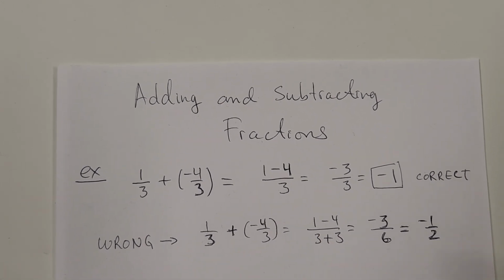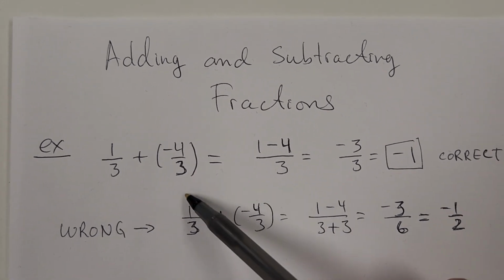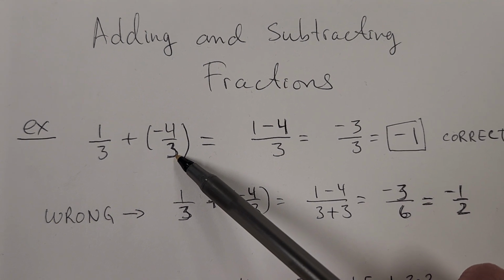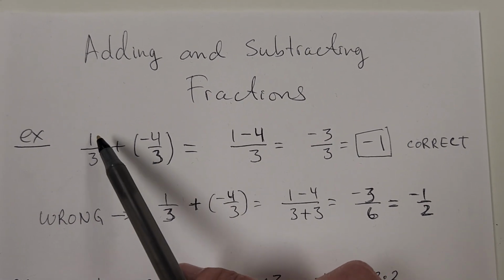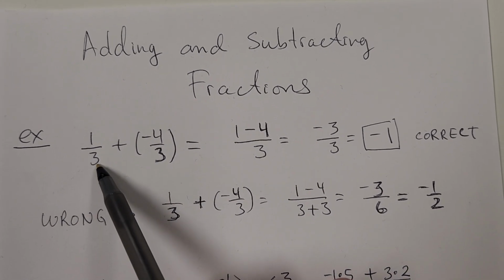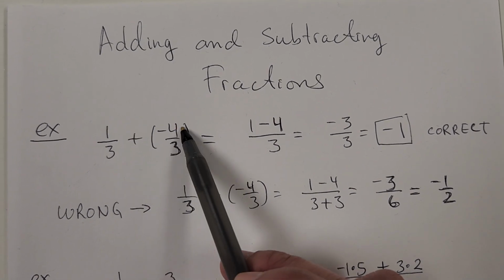This lesson is on adding and subtracting fractions. So our first example, I have 1/3 plus negative 4/3. When denominators are the same, you only add or subtract the top. One more time. When denominators are the same, you only add or subtract the top.